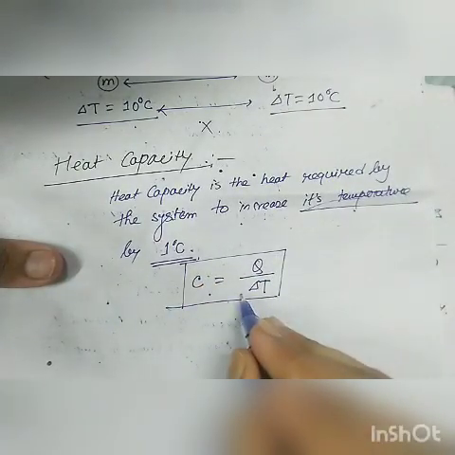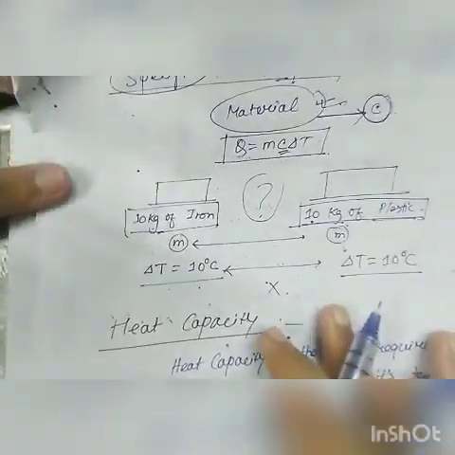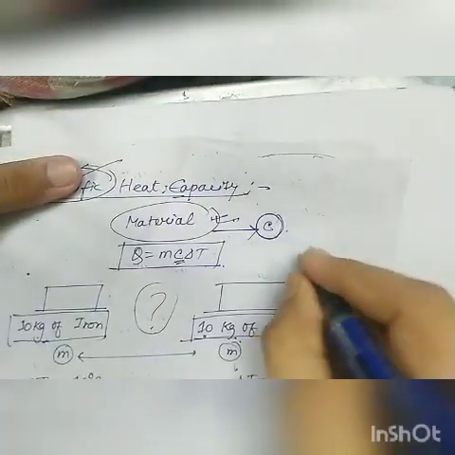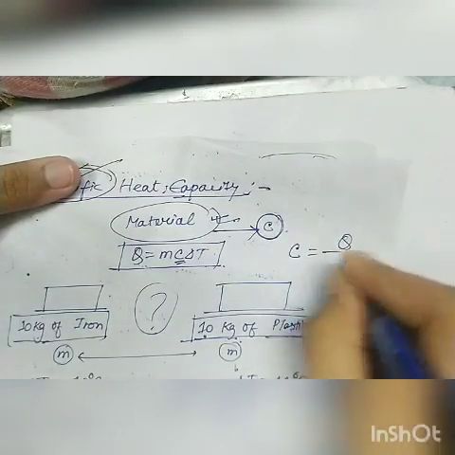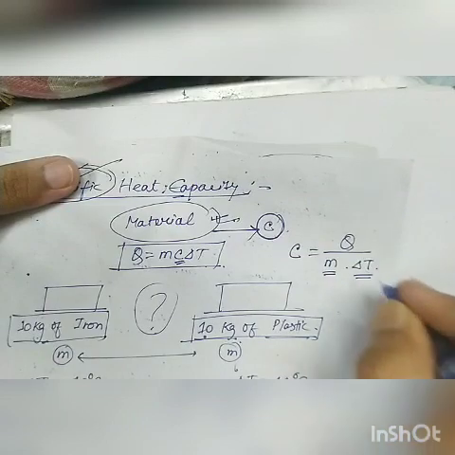No mass term. And what was specific heat? The specific heat required is the amount of heat required per unit mass per degree centigrade. Clear?